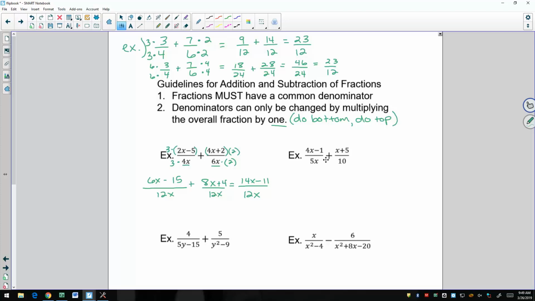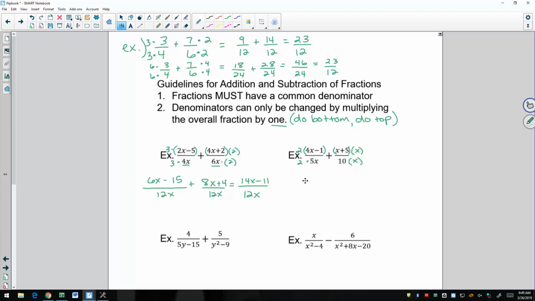Okay, so the next example, I am going to turn the 5 into 10, so by multiplying this side by 2, but the problem is that on the left side, I have an x in my denominator, on the right side I don't, which means I just have to multiply this right side by x, but whatever you do to the bottom, you must do to the top. And make sure you multiply everything by x on the top.